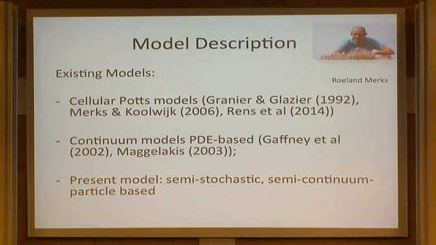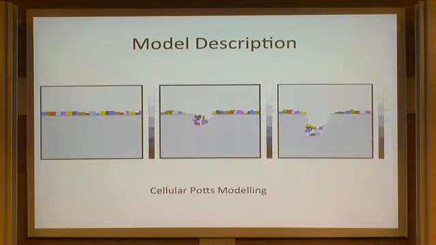What I want to do now is use a semi-stochastic model, which is also semi-continuous in the sense that we consider cells as spheres. So I'm going to treat cells as just ideal spheres that are able to move. So it's a particle-based model, and that's actually what I want to do with this angiogenesis process.